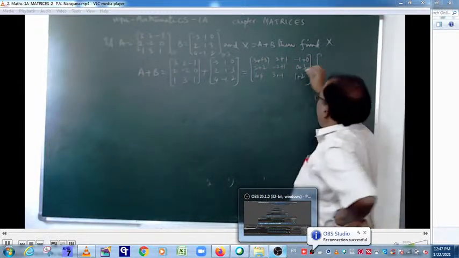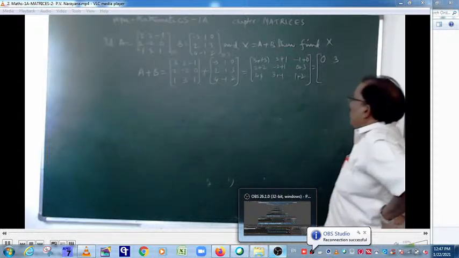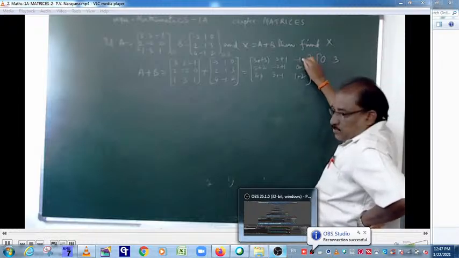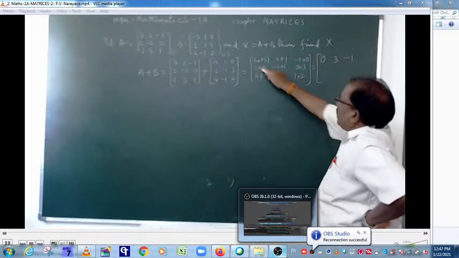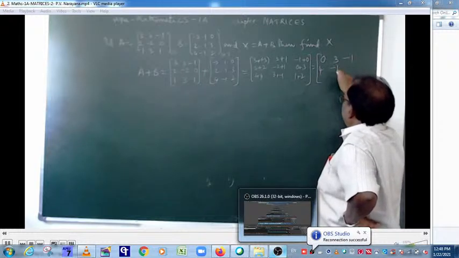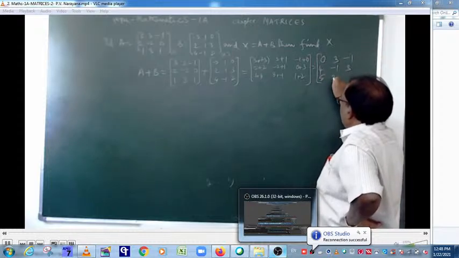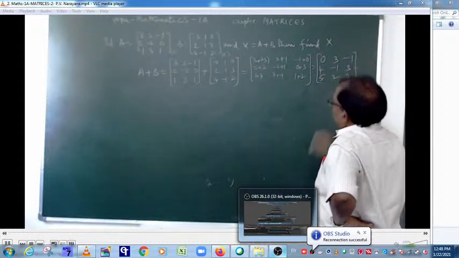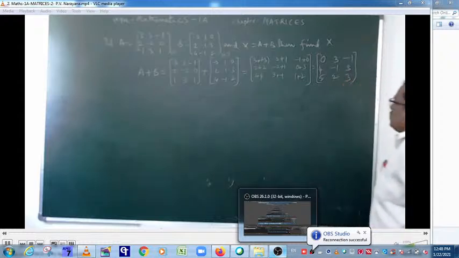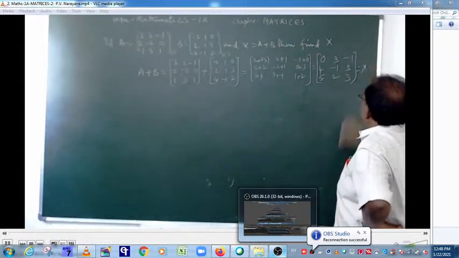3 minus 3 is equal to 0. 2 plus 1 is equal to 3. Minus 1 plus 0 is equal to minus 1. And 2 plus 2 is 4. Here minus 1, this is 0. This is 3. This is 5. This is 2. This is 3. This is equal to X.